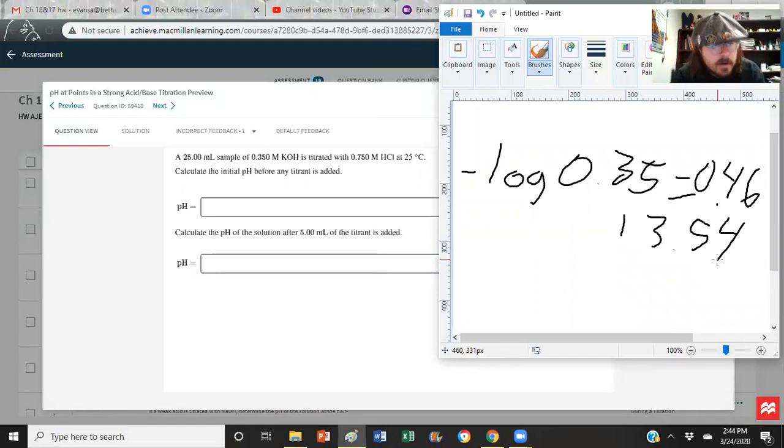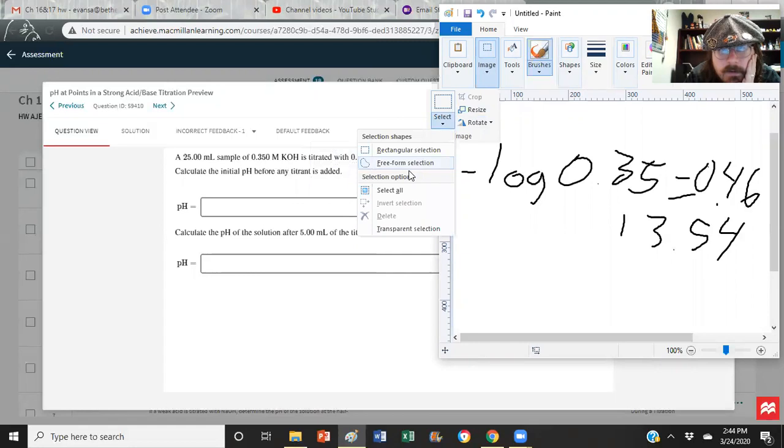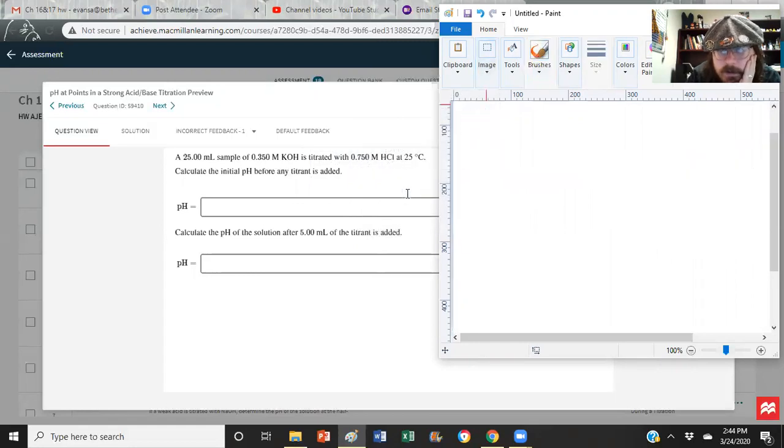Now, what is the pH after 5 mL have been added? Okay, so this is a little bit harder. For this, you need to do what's called a subtractive ICE table. What we have to do is calculate the moles of acid and the moles of base after that point and subtract out until one of them is gone. So I'm going to create an ICE table real quick. We have to calculate the moles and then the new concentration.